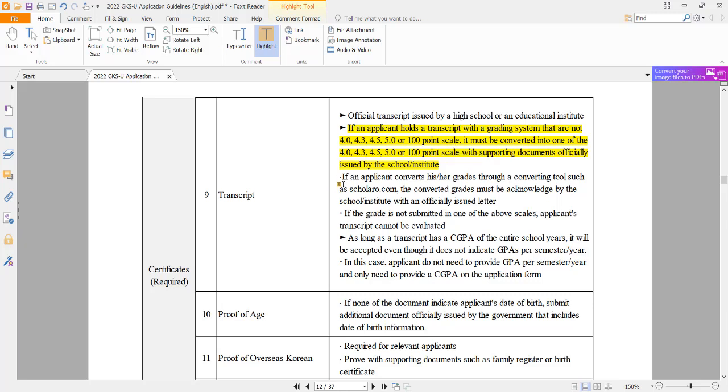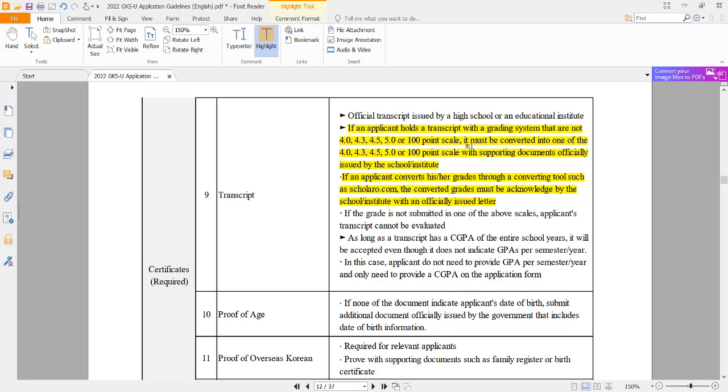Now, many people are converting their marks on Scholaro. Like last year when I applied for the scholarship, so many of my fellow mates were also converting the marks from Scholaro.com, but I didn't because I had the grade explanation certificate from my university. But if you don't have that, I would suggest you convert on Scholaro.com.